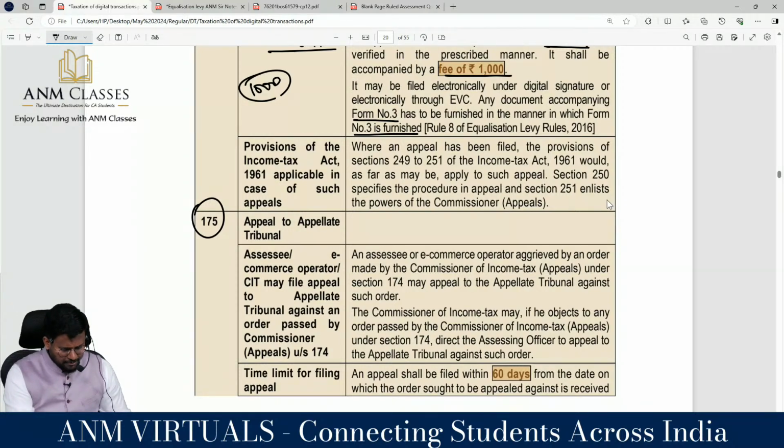For provisions of the Income Tax Act applicable in case of such appeal, where an appeal has been filed, provisions of 249 to 251 automatically will apply, it will jump to CIT appeal provisions. The provisions of the Income Tax Act would, so far as may be, apply to such appeal.